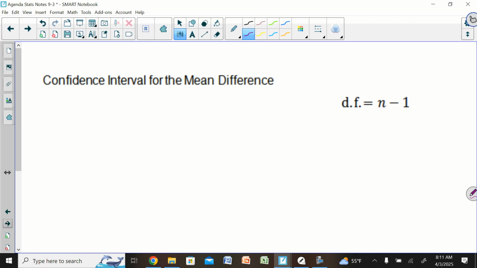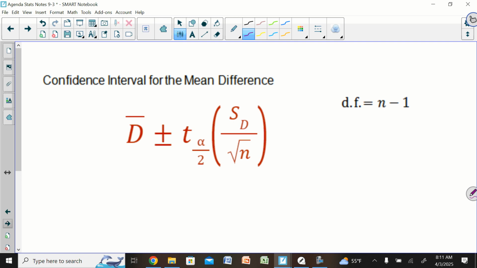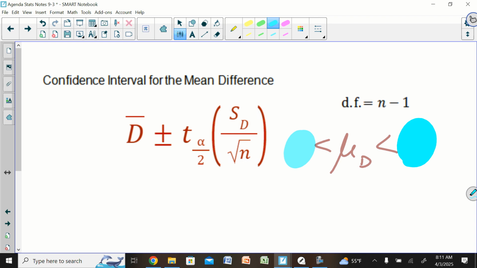We can also make a confidence interval for the mean of our differences. We have to have all that other stuff calculated. So it's simply d bar, in this case 3.5, plus and minus our t critical value. Remember, you have to go to your t table with your df, times s sub d over the square root of n. In the middle of that interval will be mu sub d. So you'll have a low value is less than mu sub d is less than something.